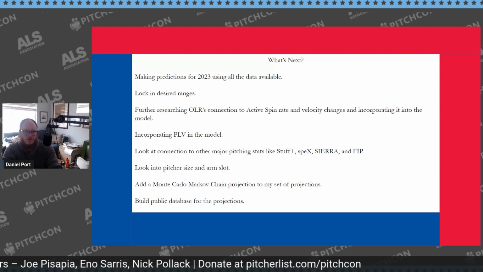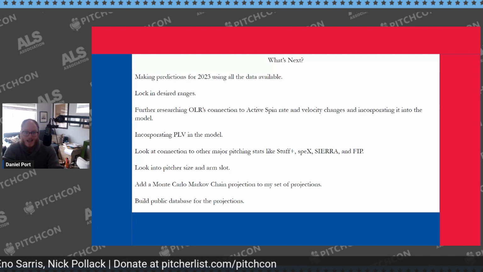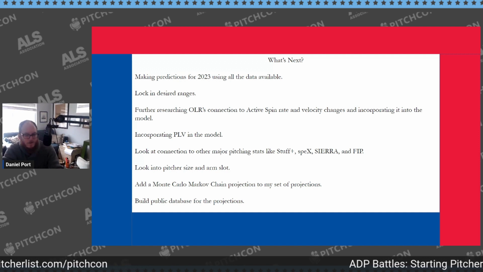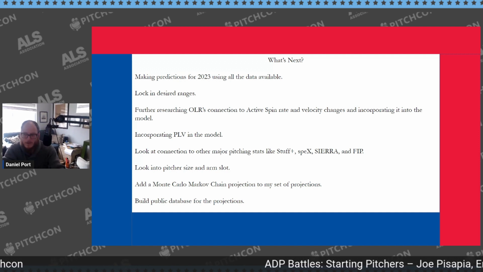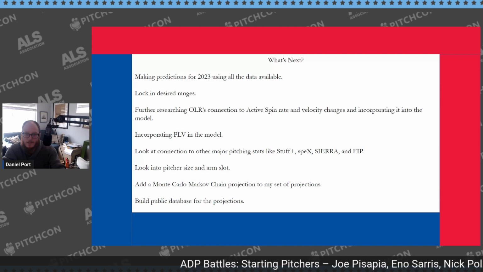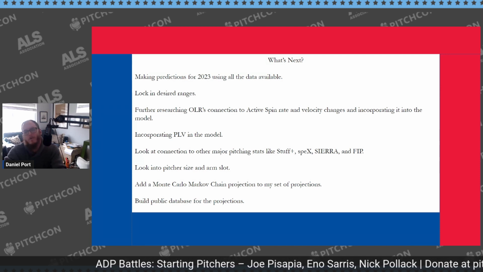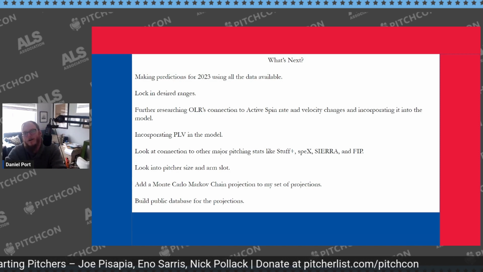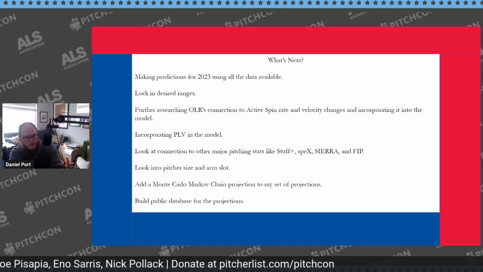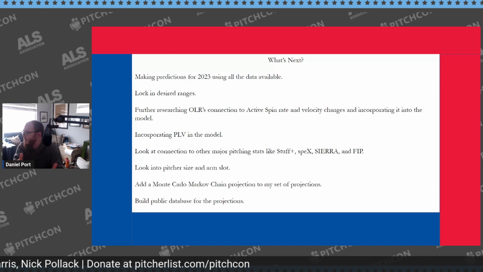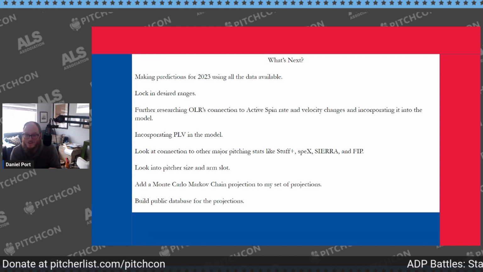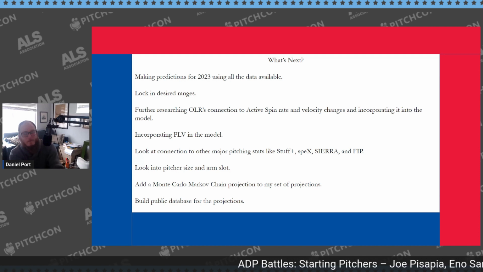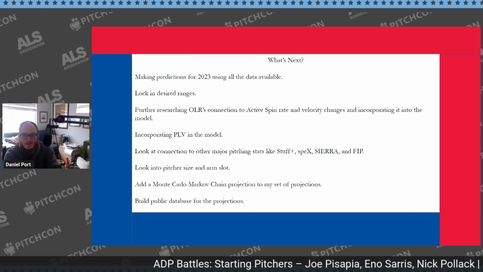I'd like to research, obviously, we saw throughout all this that active spin rate and velocity changes really seem to affect whether or not a player either overcome or did not meet their OLR numbers. I really want to kind of do some research into active spin rate and velocity changes and see how that actually affects the models, and then maybe incorporate it in the model. We just released PLV. Big, exciting. I'm really stoked to see the full range of the statistic. So I'd like to incorporate it into the model and see how that affects things.